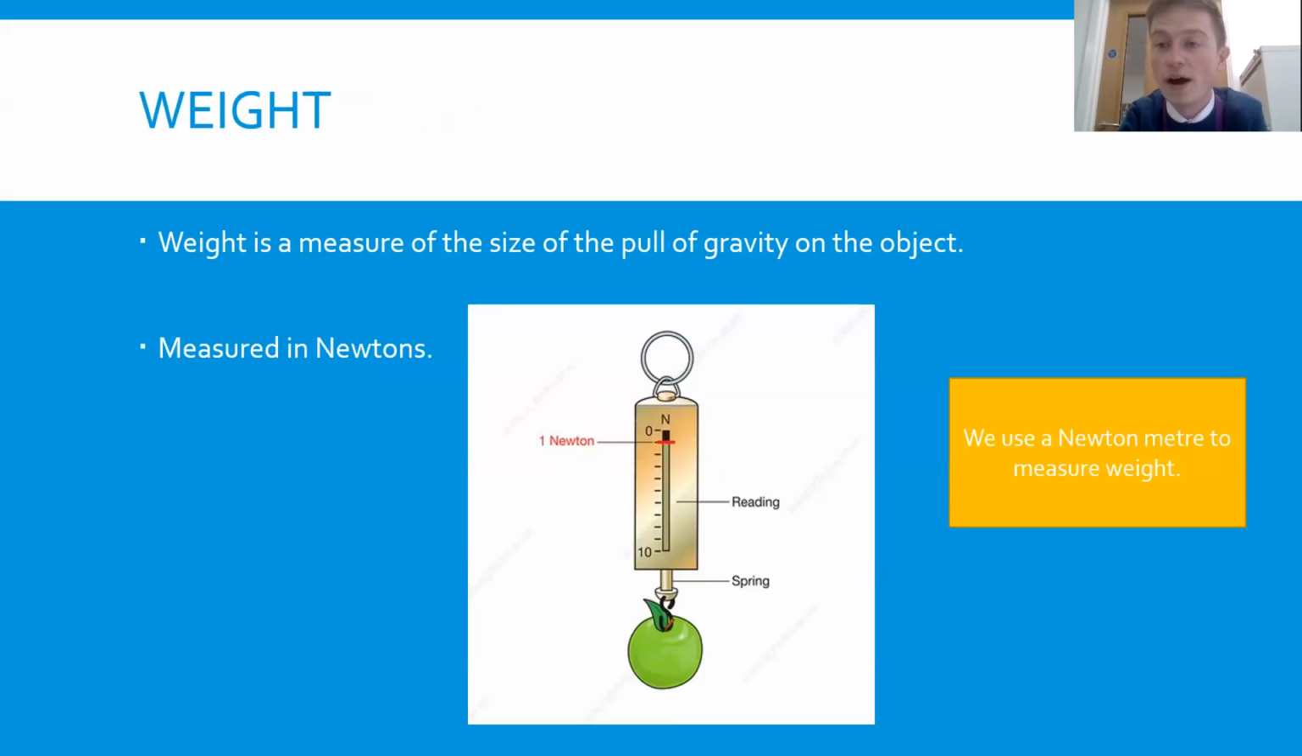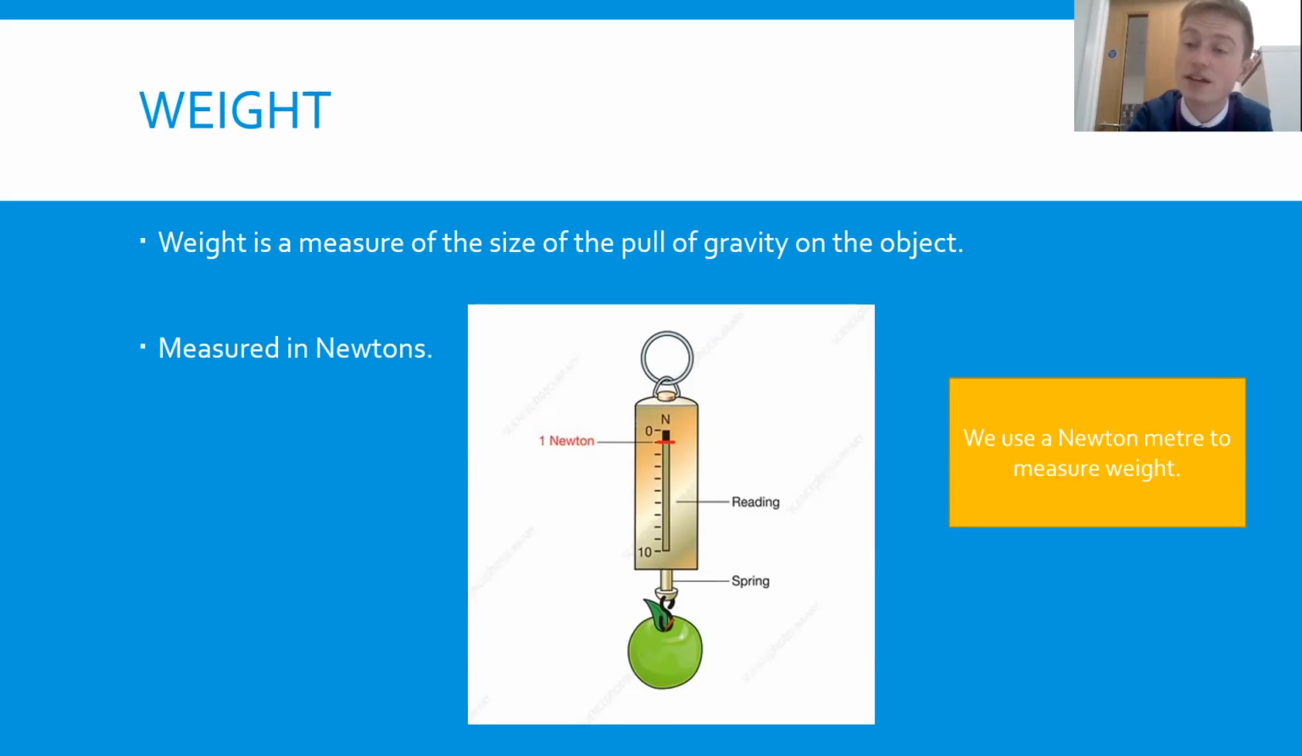Our next one, weight. So weight is something you might be familiar with, but we need to understand the scientific definition of it. So weight is a measure of the size of the pull of gravity on an object. That sounds very wordy, but it's how we should define it in science. So we can see the weight of this apple is measured in newtons, because weight is measured in science in newtons. So we can see this apple is 1 Newton worth. We can use this Newton measure to measure the weight.